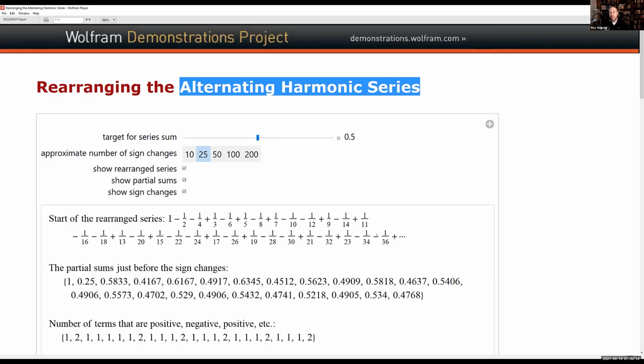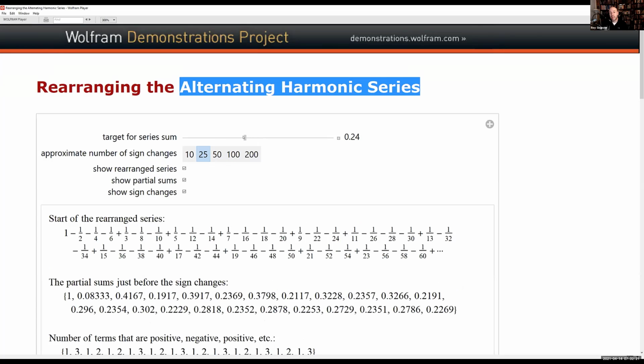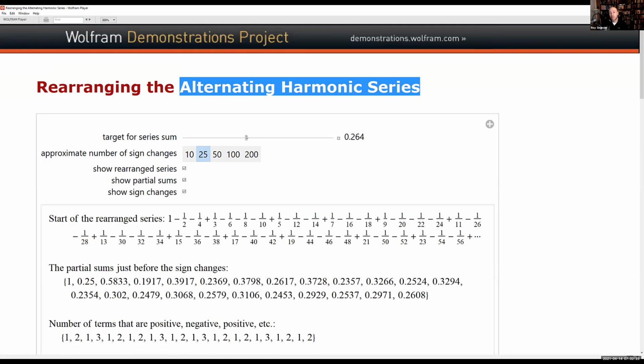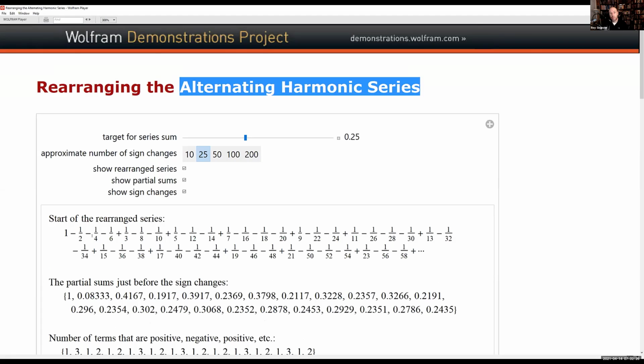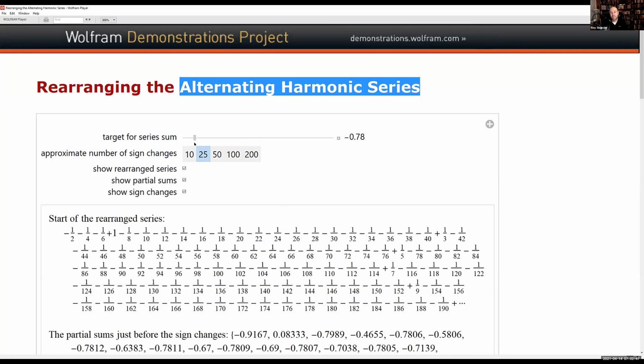That's the ordering that I would do to make that alternating harmonic series add to a half. If I want to add it to a quarter, let's get it down to a quarter. There we go. It would be this summation, which is different than to add it to a half. So this is just an interesting little applet that demonstrates, it's not a proof, but it demonstrates that you can rearrange the order in which you add the series to get it to any value you want. If I want to add it up to become negative 0.78, this is the order I would use. Very, very interesting.